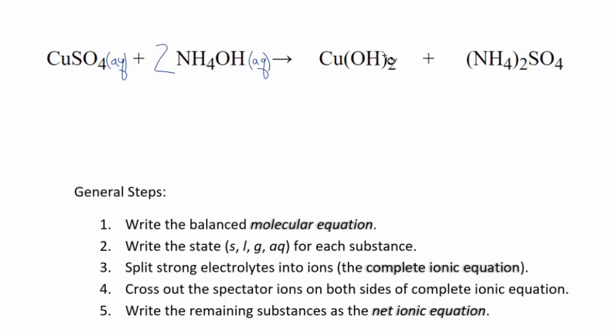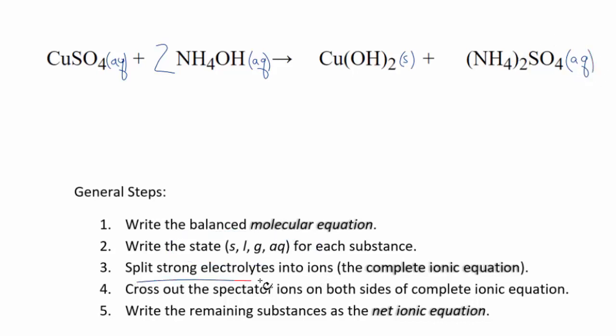So this is going to be insoluble. That means it's not going to dissolve. It's going to be a solid. It's going to fall to the bottom of the test tube as a precipitate. So this is a precipitation reaction as well. Then we have ammonium sulfate. Ammonium compounds we said are very soluble, Aq. We have the states for each substance.